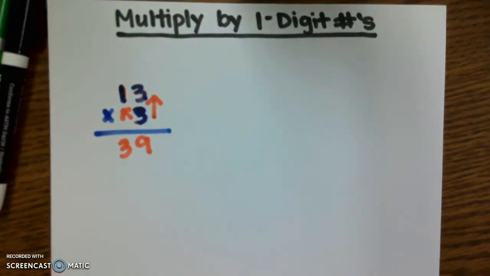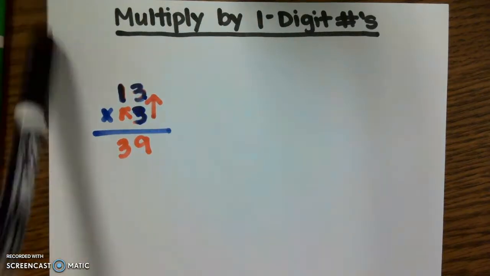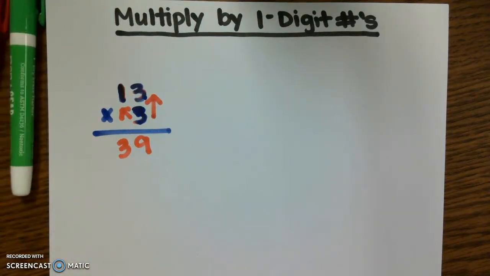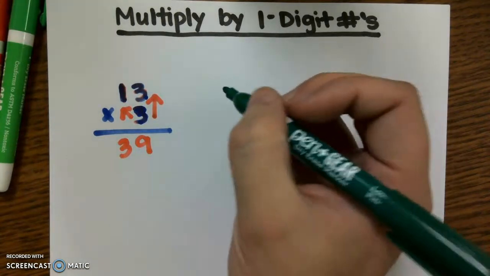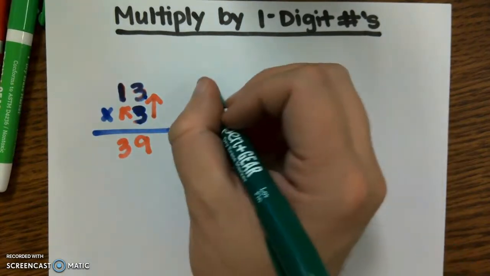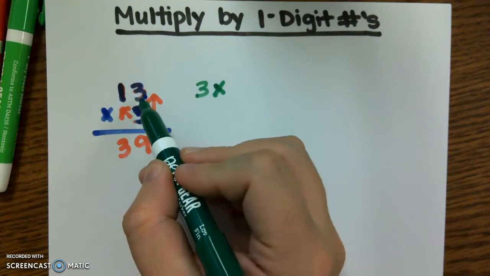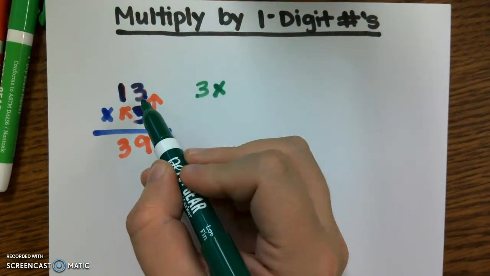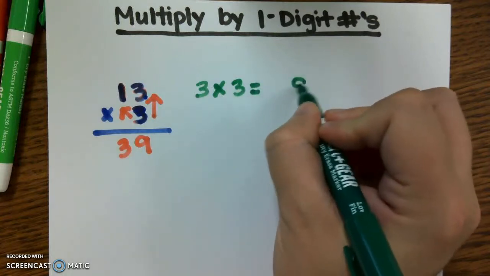Boom, I'm finished. If I wanted to check myself using partial products, that's where it can get a little helpful as far as knowing your place value and knowing the values of a digit. So this 3 is in the ones place. If it's in the ones place, it has a value of 3. Okay? I'm multiplying it by a 3 in the ones place as well. So the value is also 3. So 3 times 3 is 9.